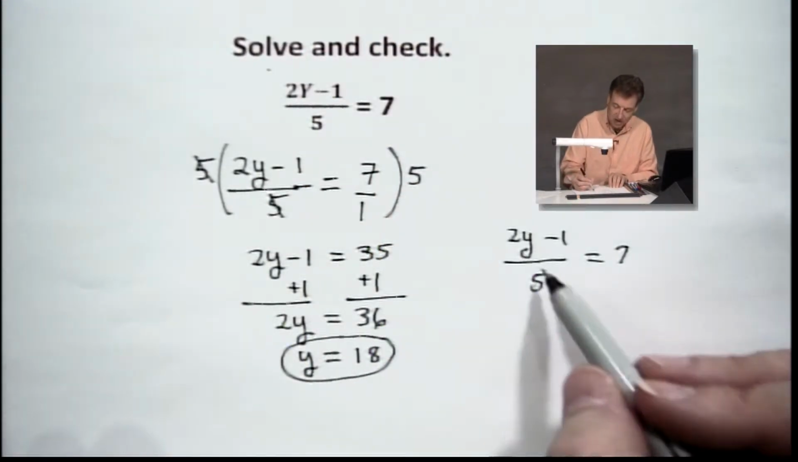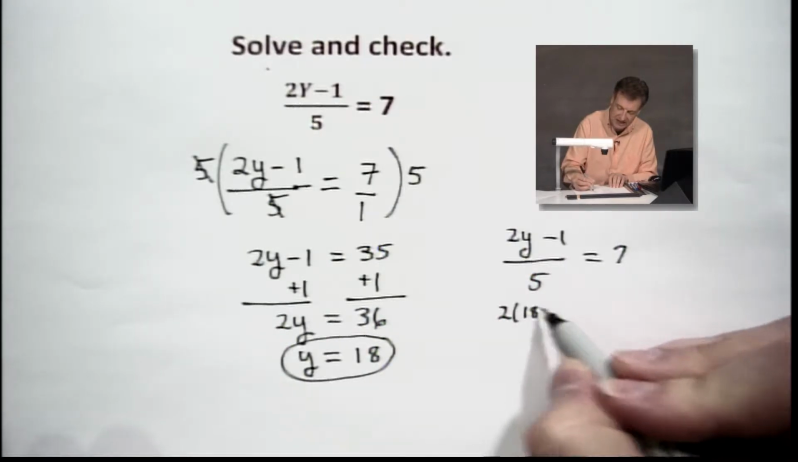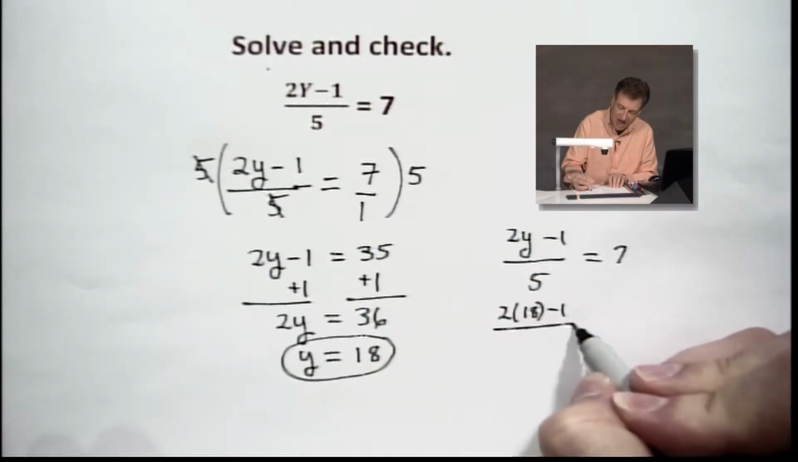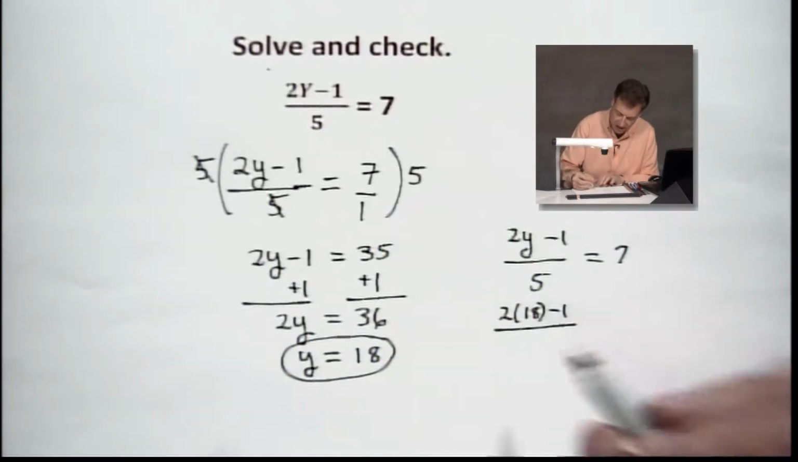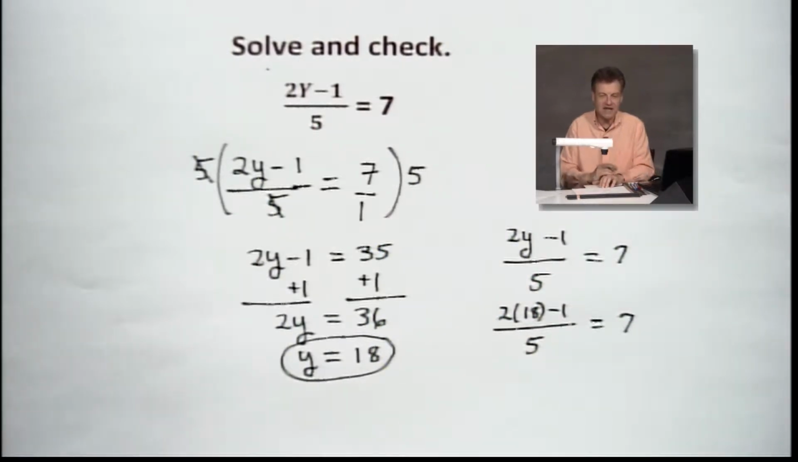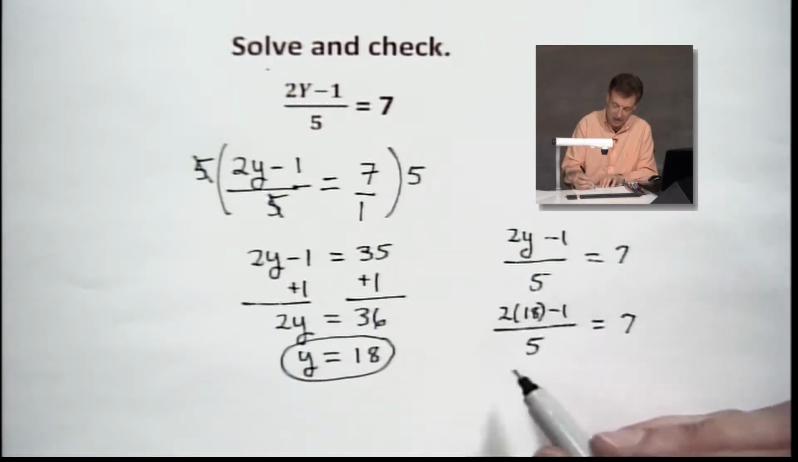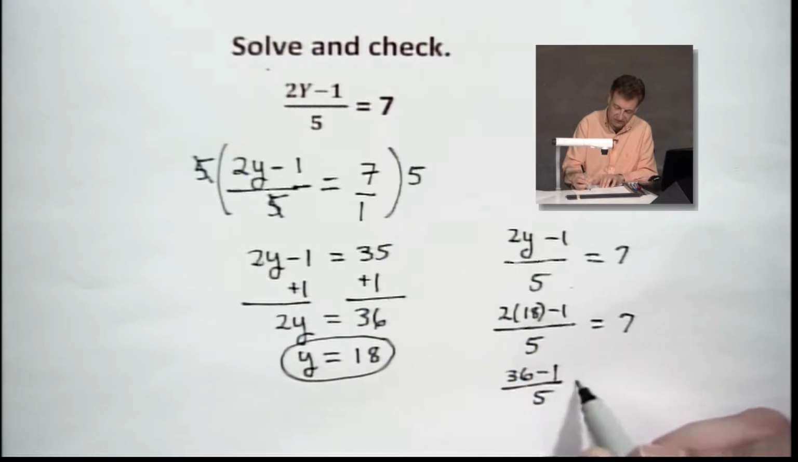So we have solved. Now we got to check. So let's see. Put that 18 in there. So it'd be 2 times 18 minus 1. Remember, we've got to work that numerator out first. We've got to take care of the top of that fraction. Keep the 5. It's not going anywhere. And keep our 7. It's hopefully going to be our final answer on the left-hand side, too. All right, I'm going to multiply. I'm getting 36 minus 1 all over 5 equaling 7.